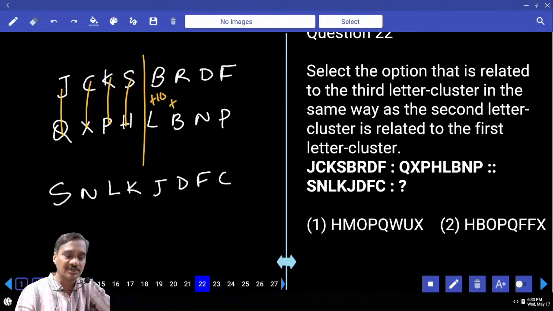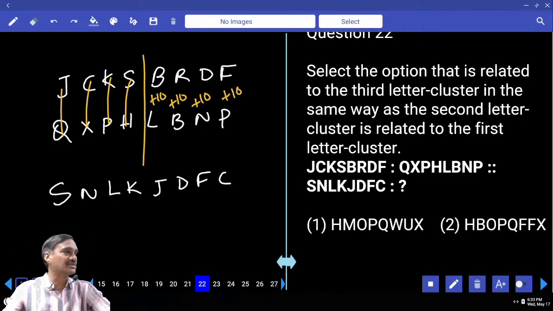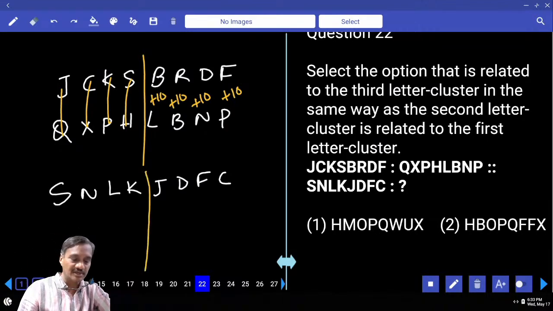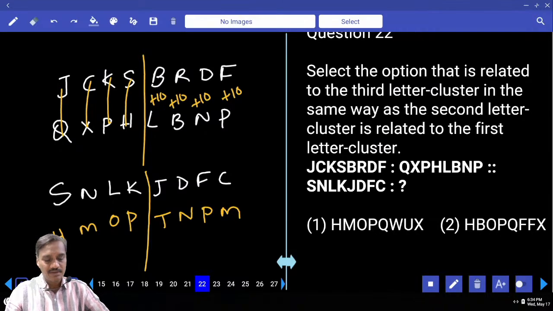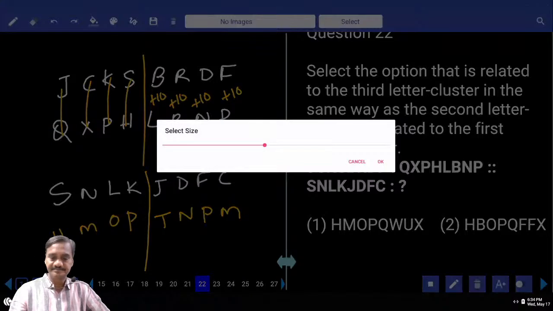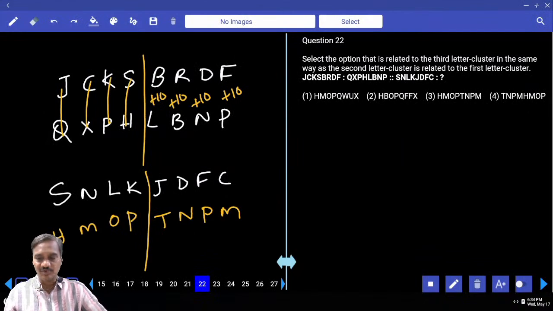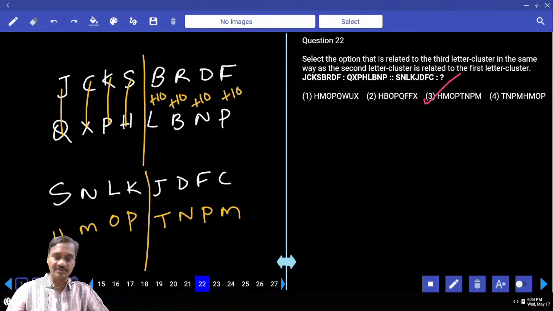R, 18 plus 10 is 28. 4 plus 10 is 14. 6 plus 10 is 16. And for the remaining 4 letters, plus 10 is added. Similarly here again, S is opposite H, N M, L O and K P. And for the remaining, J plus 10, and 4 plus 10 is 14. 6 plus 10 is 16. 3 plus 10 is 13. So what is your answer here? HMOP, and HMOP T and PM. Choice 3, question number 22.